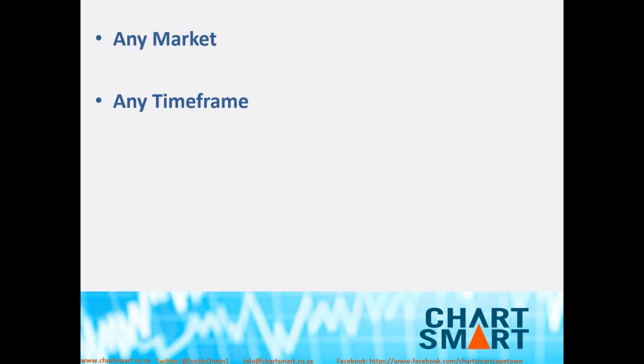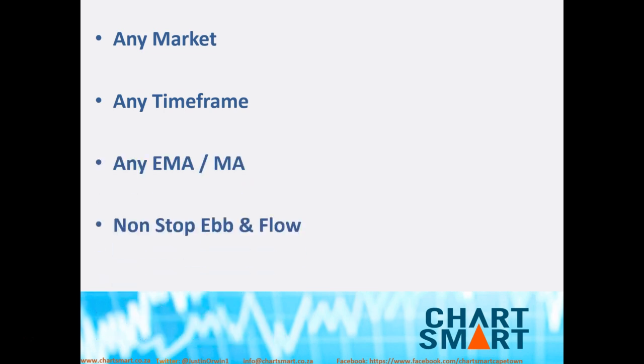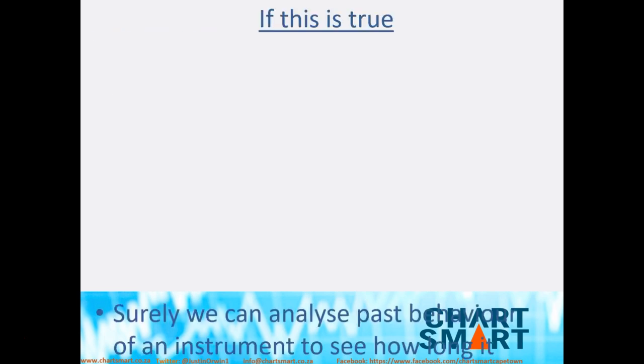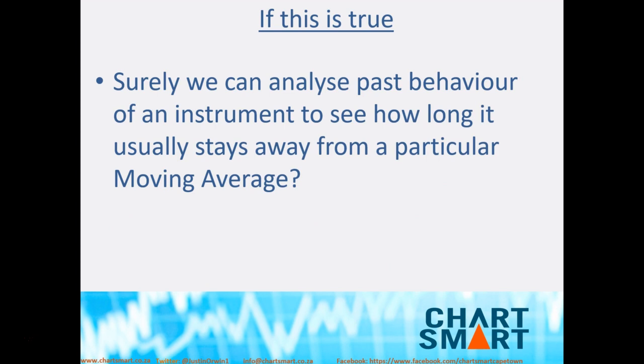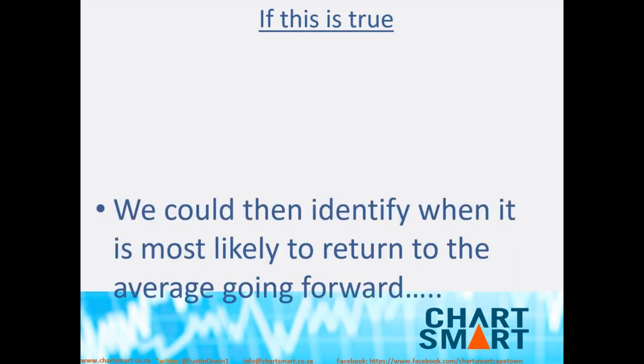It's on any market, as I say, it's on any time frame, on any moving average type of calculation you'd like to look at, and it really just talks to this non-stop ebb and flow in the markets. However, and this is where things get very interesting, if it is true, surely we can analyze past behavior of an instrument or any market to see how long it normally stays away from any particular EMA. You could analyze the 20 EMA, the 50, the 200, the 600 EMA. If we have the software and the ability to analyze this, we can start to get very interesting information.